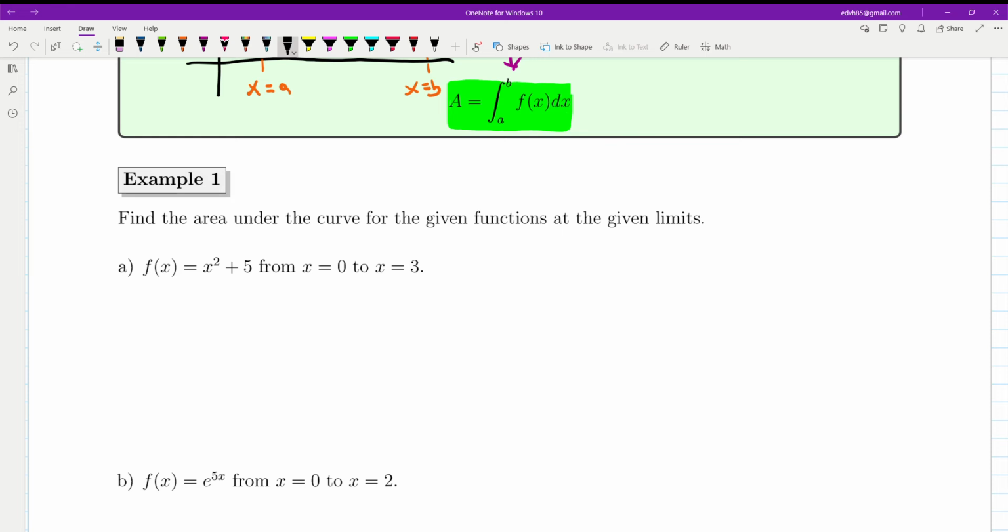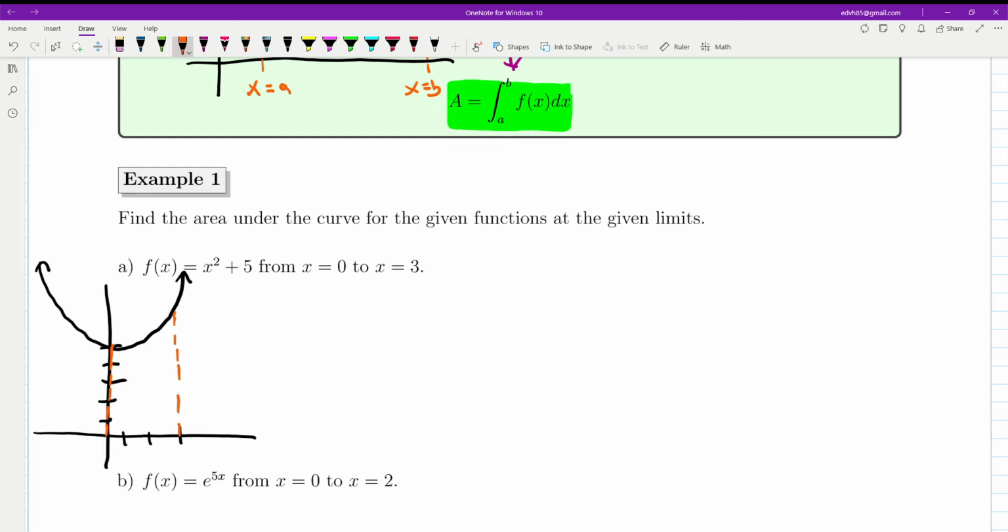You don't have to sketch this all the time, but I'm going to do it a couple of times just to see what we are essentially doing. For example, that's a parabola shifted up 5 units and we want the area from 0 to 3. All right, we want this area, and let's shade the region for which we want that area. Let's find the area under the curve by using integration.